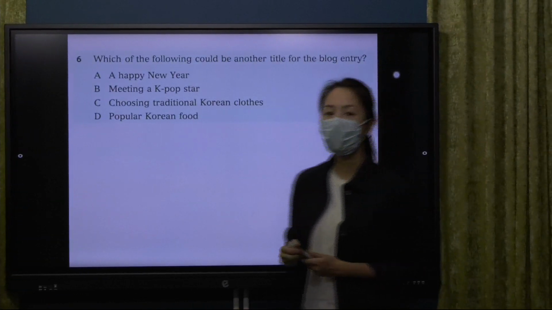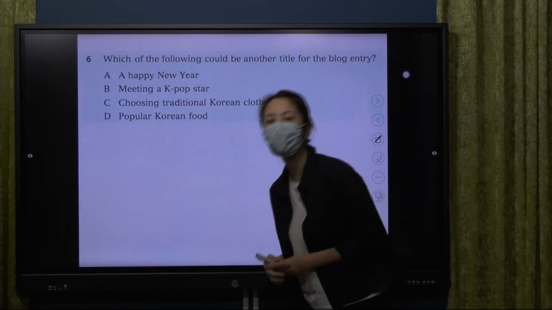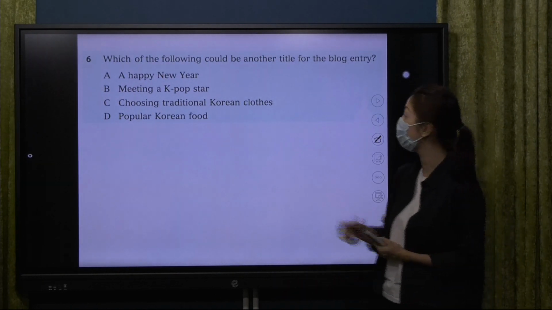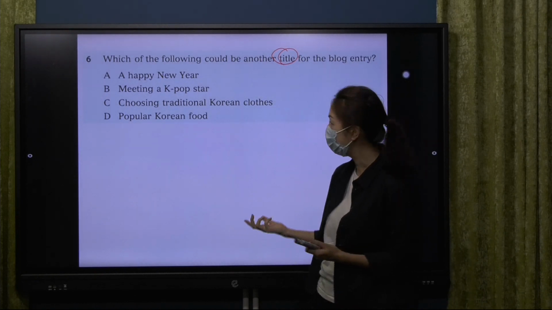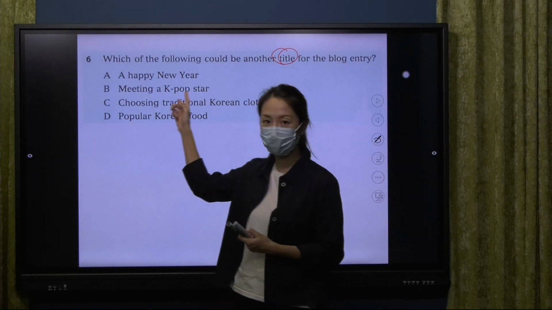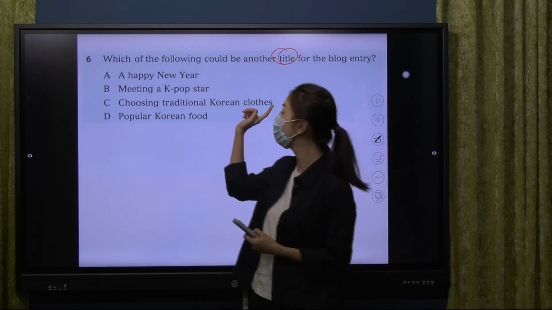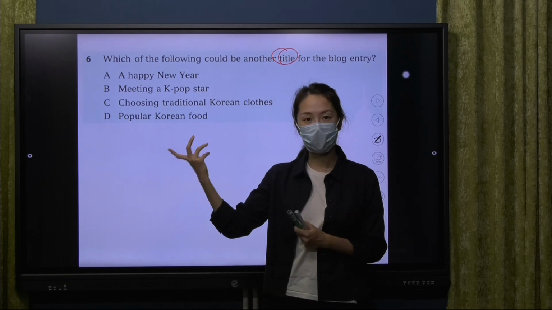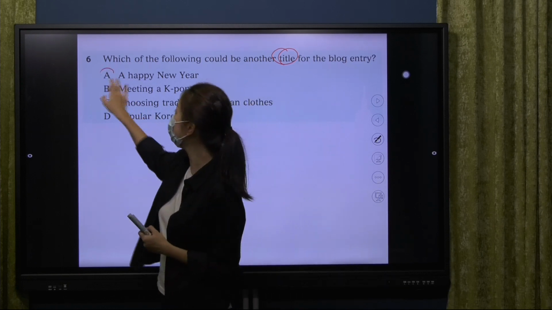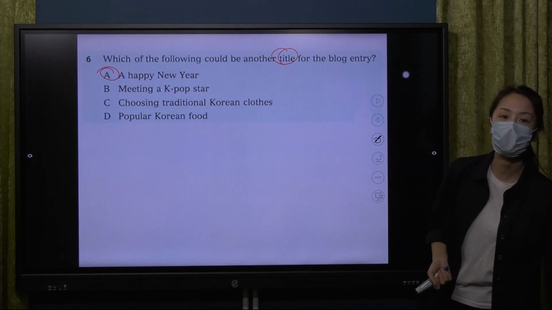So let's look at the last one. Which of the following could be another title for the blog entry, okay? Another title, 題目. So this one should be very easy because we are not just talking about the K-pop star. We're not talking about the Korean clothes. We're not talking about the Korean food. All the blogger is talking about is a Happy New Year, okay?